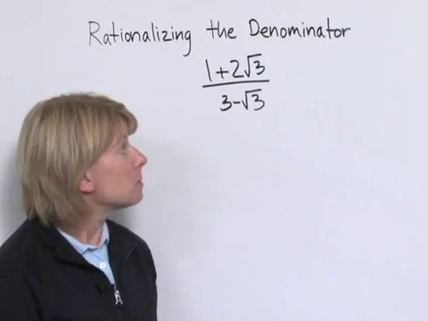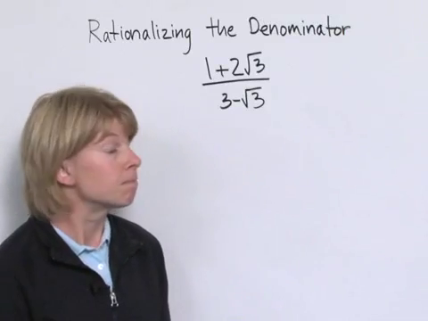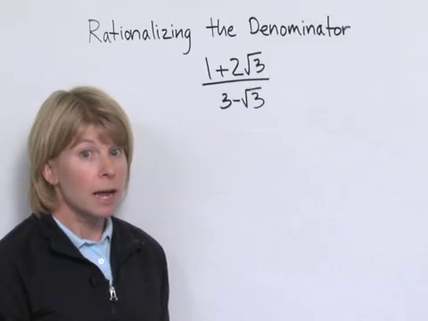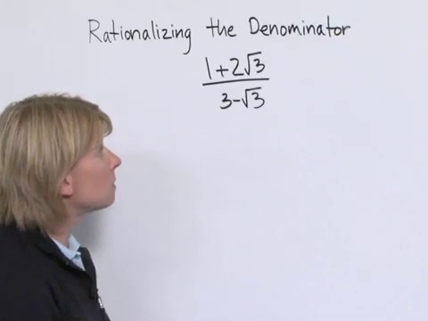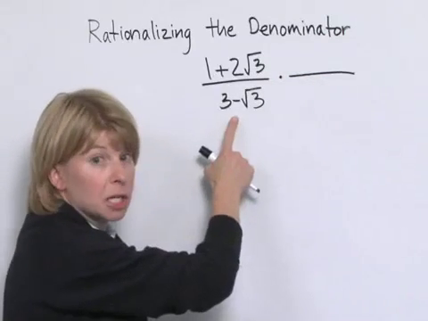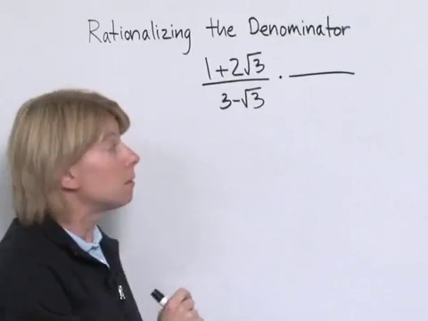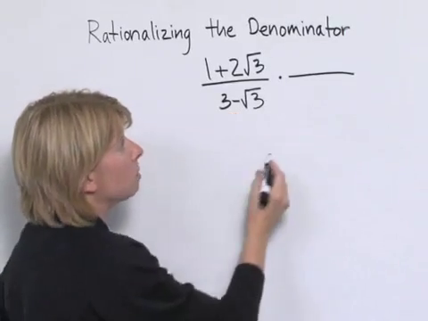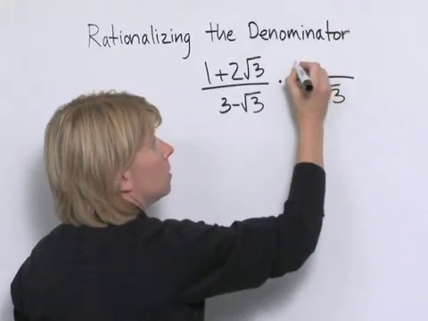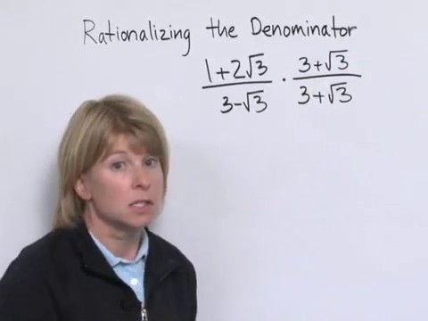Rationalizing a denominator just means writing an equivalent expression without a radical in the denominator. The way to rationalize the denominator is to multiply the numerator and denominator by something called the conjugate. And we want to find the conjugate of the denominator. To find the conjugate, all we do is change the sign in the middle, in this case from a minus to a plus sign. So we'll multiply numerator and denominator by 3 plus the square root of 3.